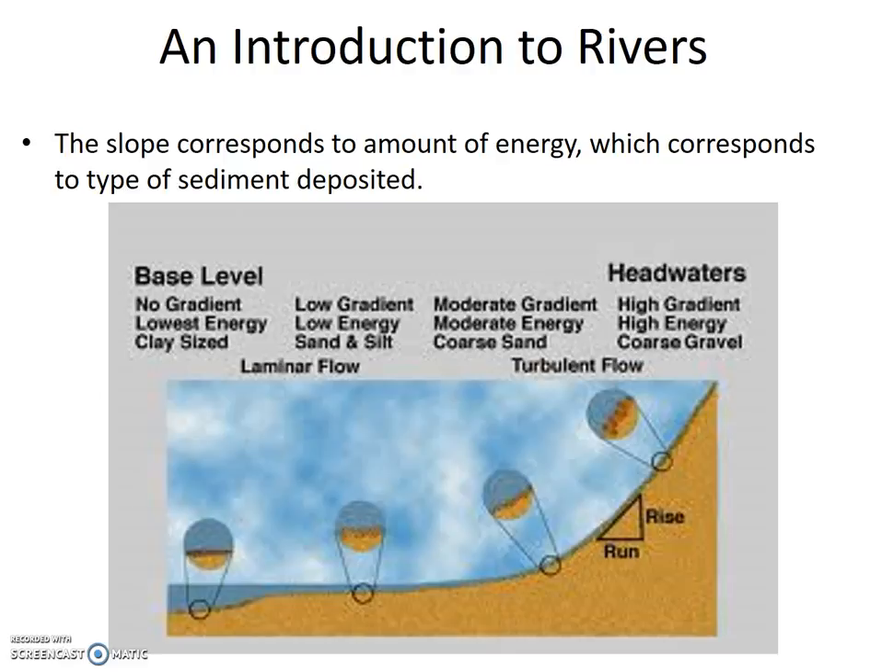Starting on the far right at the headwaters, high gradient, high energy. All the small stuff is washed downstream. So what we see on the stream bed is coarse gravel. Go up even higher, and the stream bed may be strewn with cobbles or even boulders. This is a mountain stream.